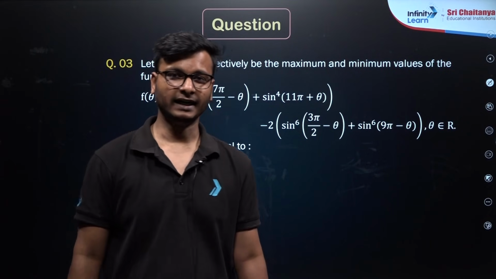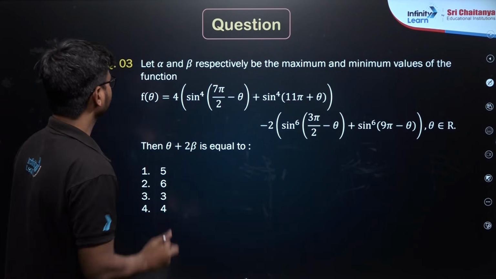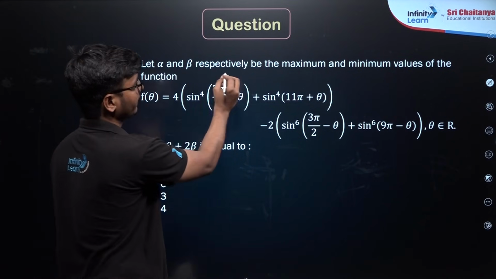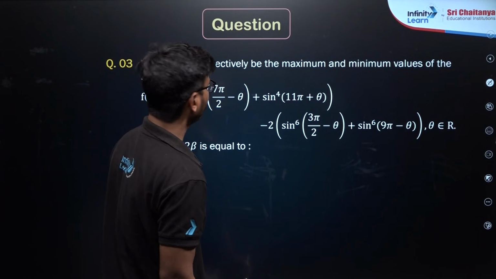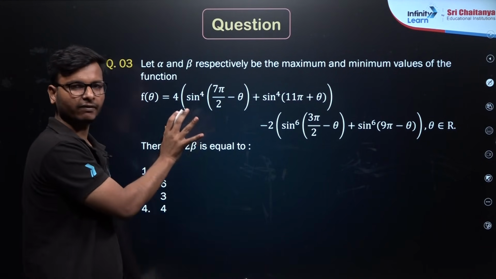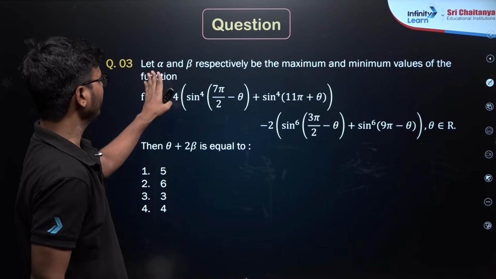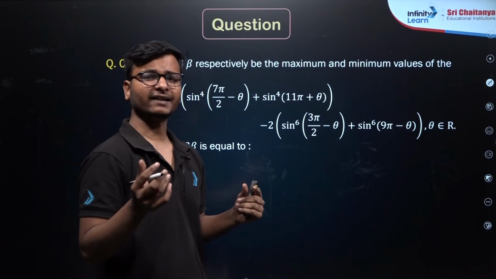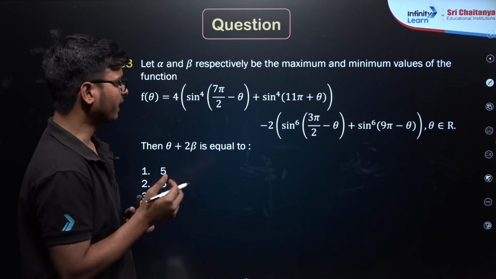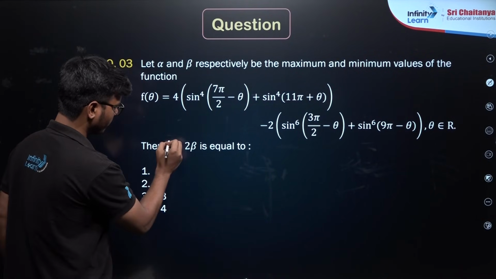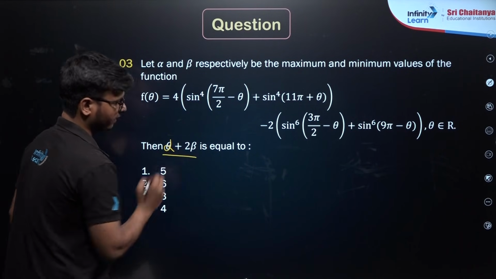Okay, so let's read the question. The question says, let alpha and beta respectively be the maximum and minimum value of the function. We are given the function and we want to find alpha and beta, that is nothing but the maximum and minimum value of the function. After that the question is asking for alpha plus 2 beta.